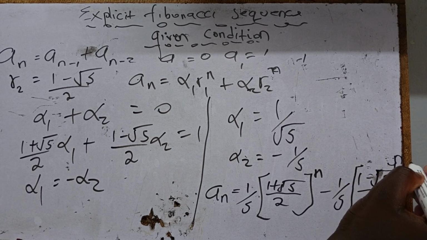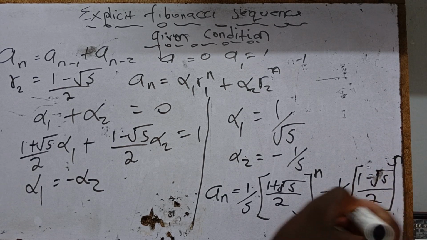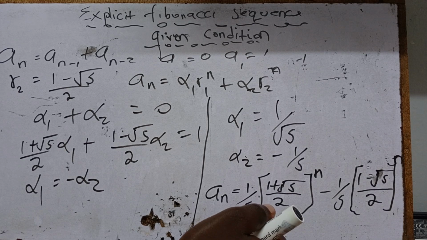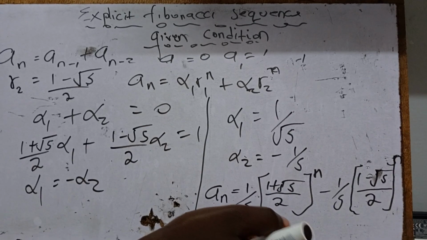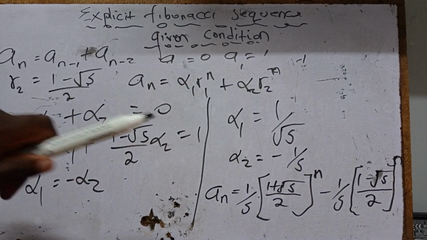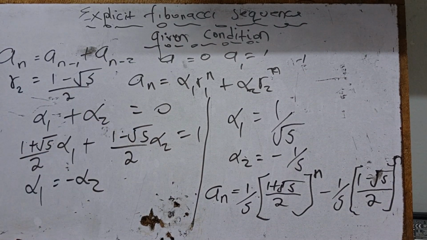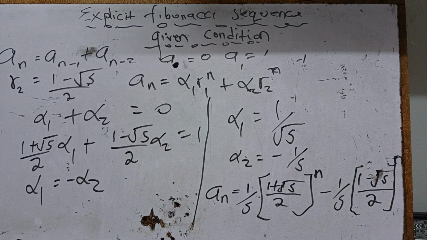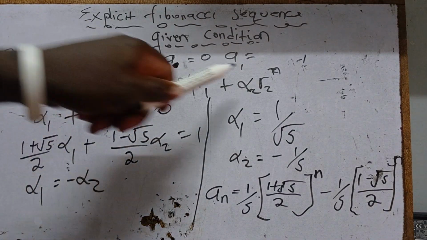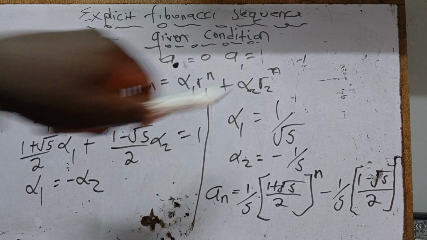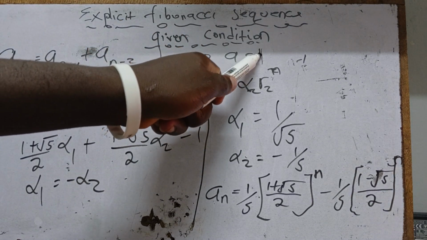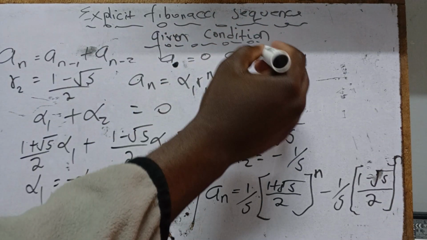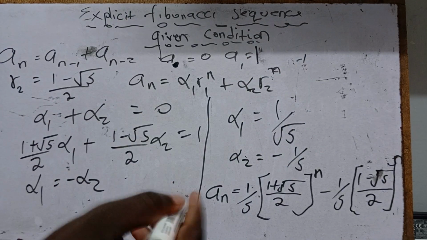So this is how you find a Fibonacci sequence given the condition. I gave you the condition that a0 is 0 and a1 is 1, hope you saw it. a1 was 1. So that is how you find your Fibonacci sequence.